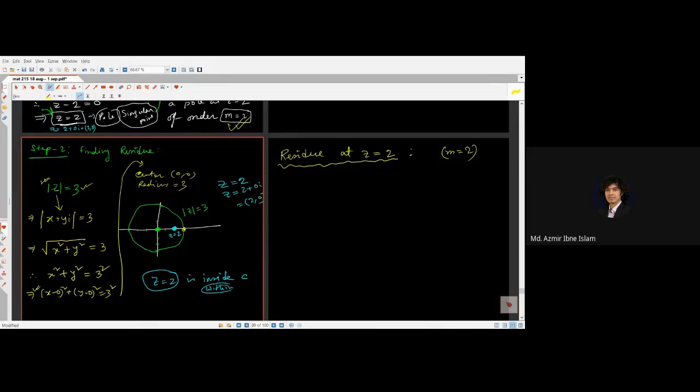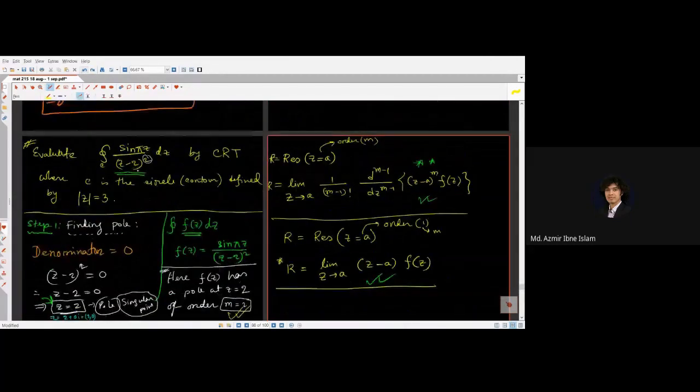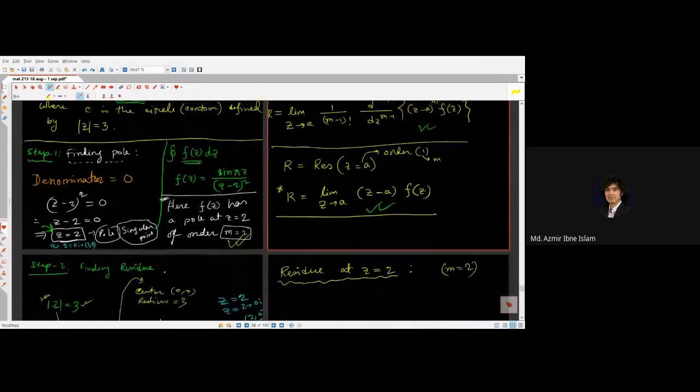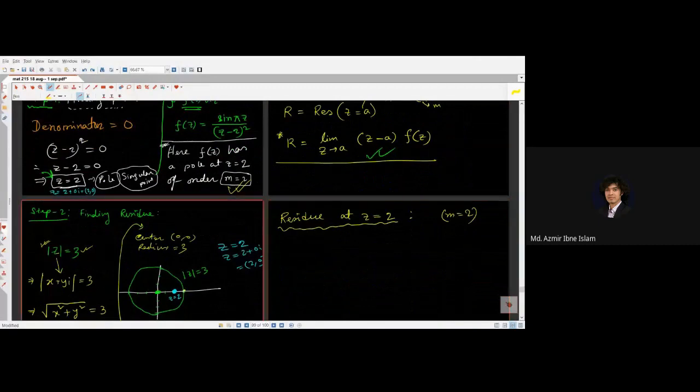Okay, it may be inside or on, but if the pole is outside, then we don't need to find the residue. Do you get my point? Yes, sir. Suppose instead of z equal to 2, we have z equal to negative 3 squared, but 3 is on the boundary, that is on the circumference of the circle, so we have to find the residue. That's why Cauchy's residue theorem says that you have to find the residue if the pole is inside or on. Is that okay?